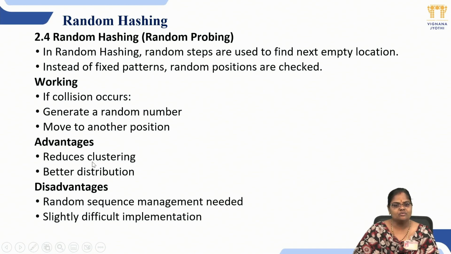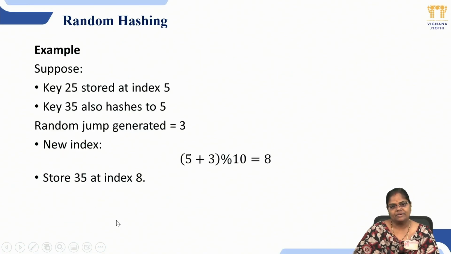The advantage is it reduces clustering and gives better distribution, but the disadvantage is the random sequence management has to be taken care of, and it is slightly difficult to implement. If we take an example for random hashing, key 25 is stored at index 5. For key 35, when we try to find the index, we get the same index 5, which leads to a hash collision, and the random jump generated will be 3. This is a random number which we have considered. So the new index will be 5 plus 3 mod 10. So at index 8 we will be storing key value 35.